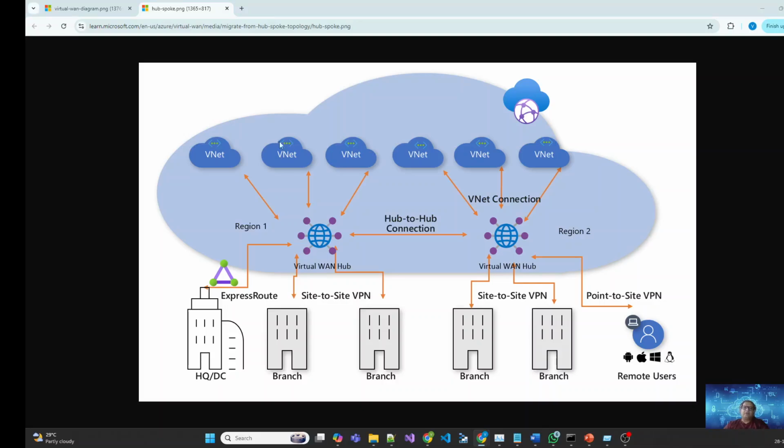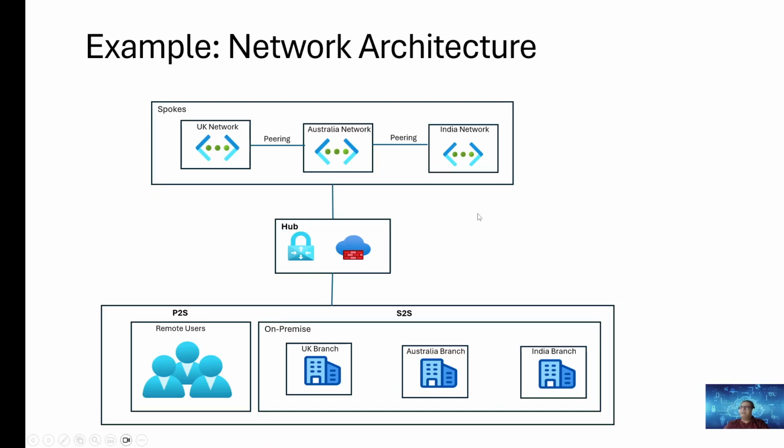Now, as a part of our demo, let's implement something. But before that, let's see an example network architecture which a company might have currently. For example, you might have an existing hub and spoke architecture where you have a hub in which you have a virtual network gateway, Azure Firewall, and many other shared resources. The hub is connected to the spokes. In this example, you have a UK network, Australia network, and India network.